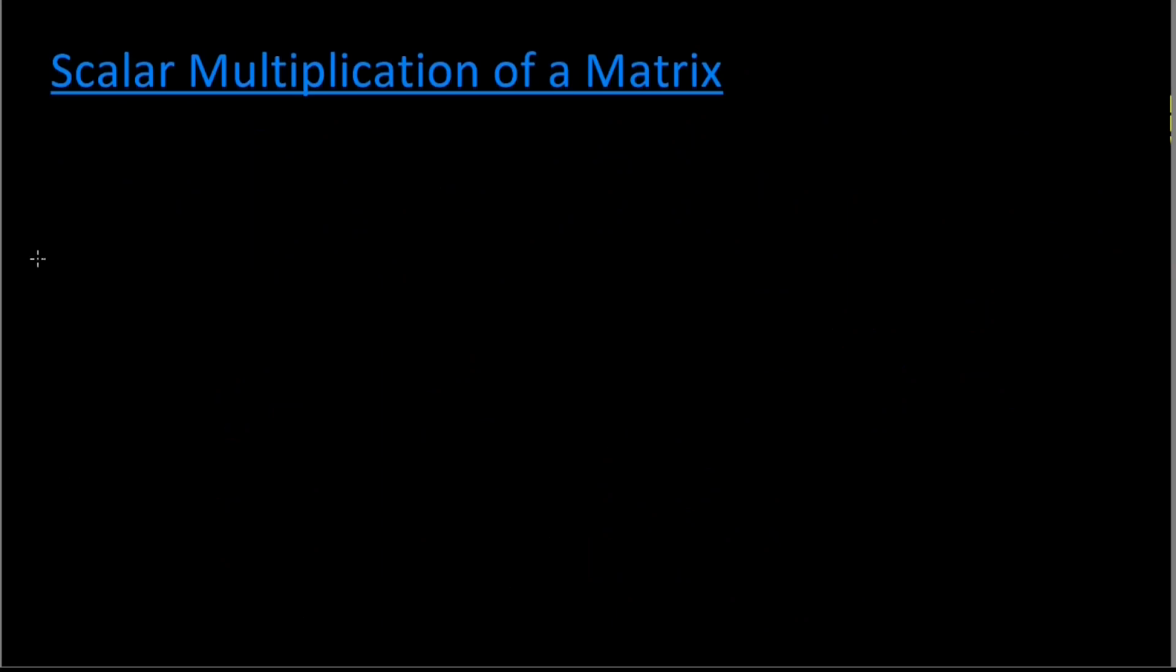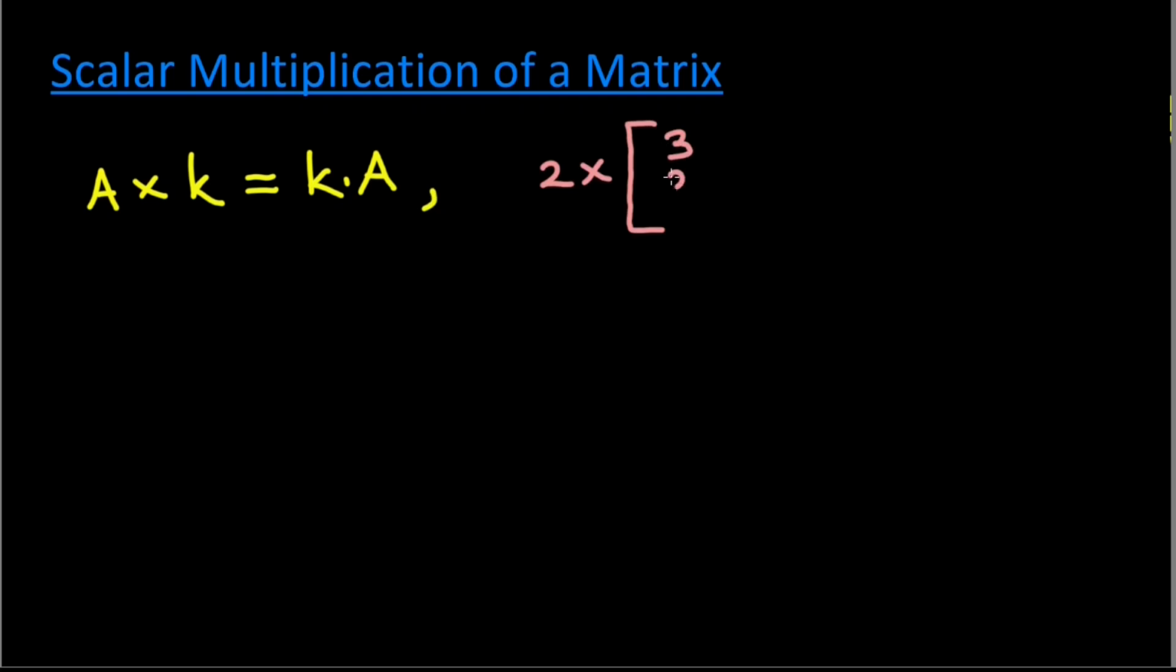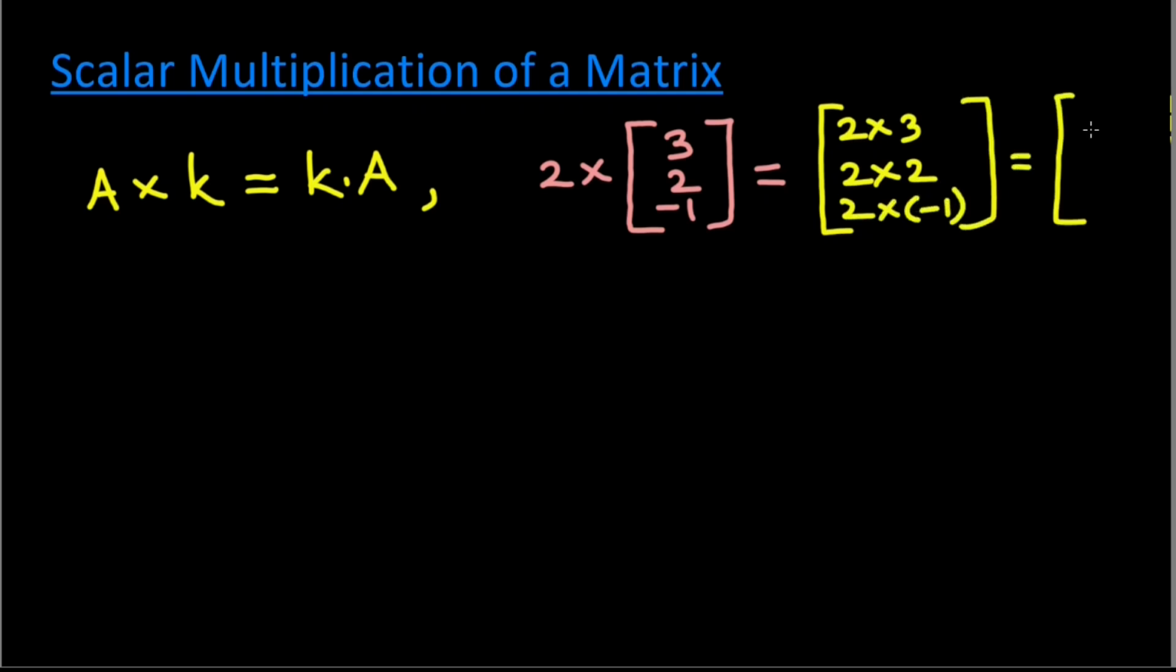Let us understand scalar multiplication of a matrix. You can multiply a matrix A by a scalar k to get a matrix kA, which is obtained by multiplying every element of A by k. 2 multiplied by matrix [3, 2, -1] is a matrix obtained by multiplying every element of the matrix by 2, which will be 2 multiplied by 3, 2 multiplied by 2, 2 multiplied by -1. It will be a column matrix [6, 4, -2].